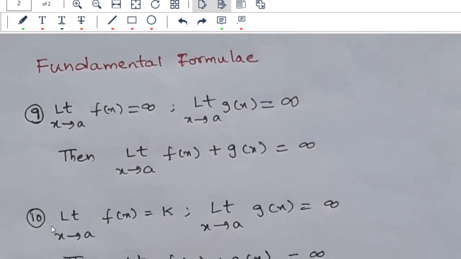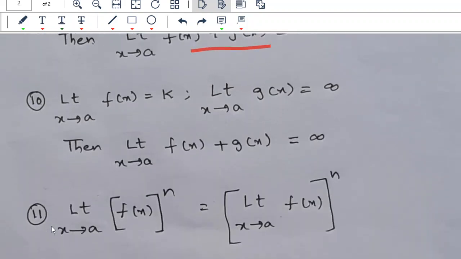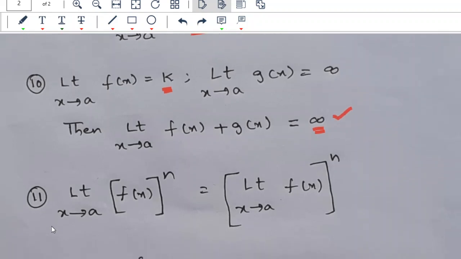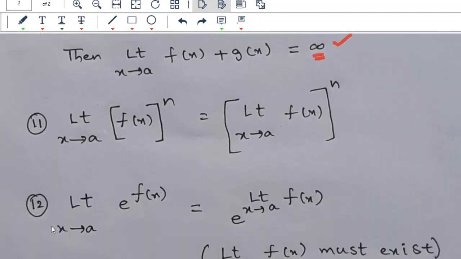Ninth point, if limit x tends to a f of x is equal to infinity, and if limit x tends to a g of x is equal to infinity, then limit x tends to a f of x plus g of x is equal to infinity. Tenth point, if limit x tends to a f of x is equal to k, and if limit x tends to a g of x is equal to infinity, this is a constant, so when we add both these limits, then the answer would be infinity.